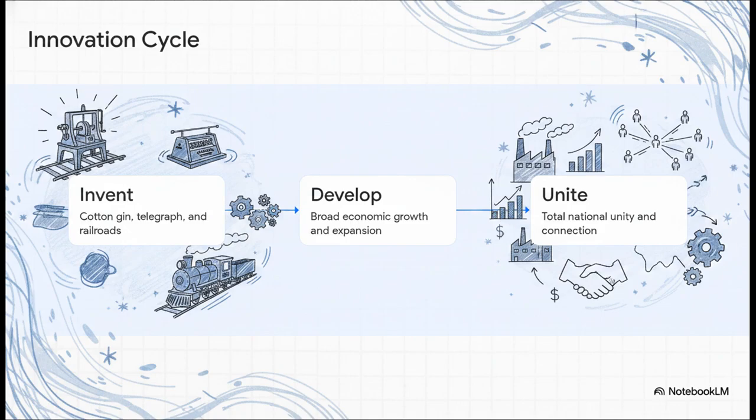Look at how incredibly rapid and exciting this third theme moves: innovation. Step 1, we invent game-changing tools like the cotton gin, the telegraph, and railroads. Step 2, this triggers rapid development and broad economic growth. And Step 3, it unites us. A single invention cascades into total national transformation, connecting people who were previously completely isolated. I mean, how cool is that momentum?